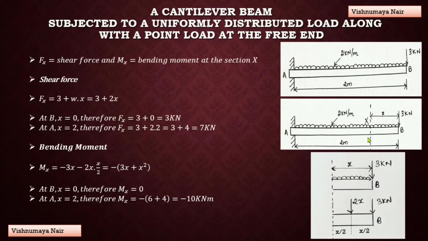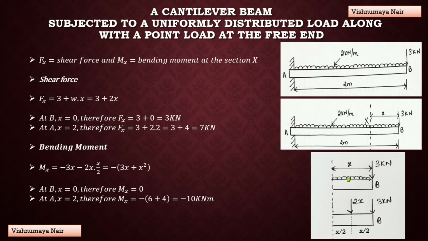We know that for finding out the values of shear force and bending moment acting at a section, we have to consider either the left portion of the section or the right portion of the section. Let's consider the right portion of the section. This is the right portion of the section. Here we have a point load of 3 kN acting in the downward direction and a UDL.